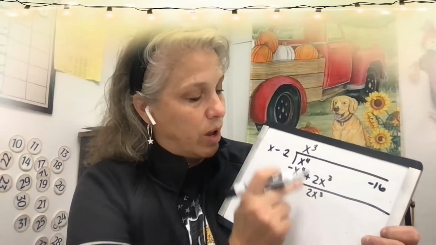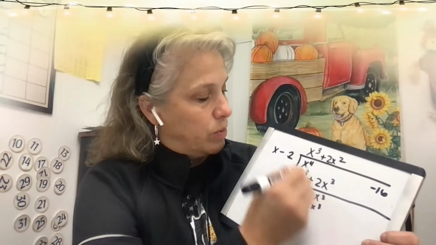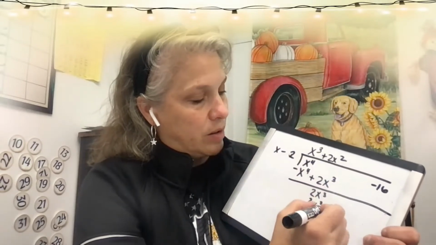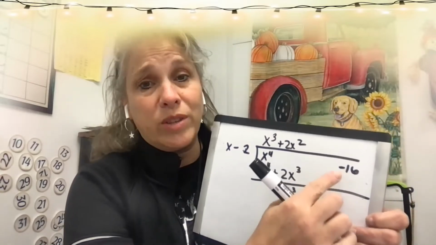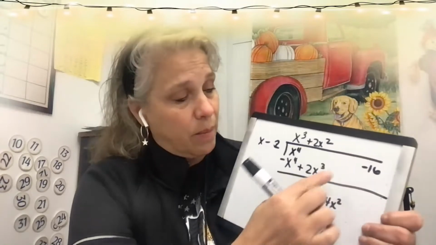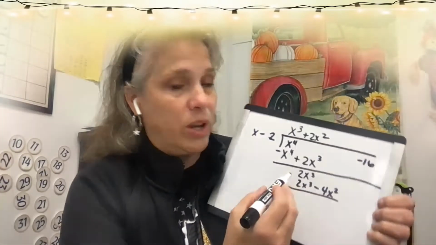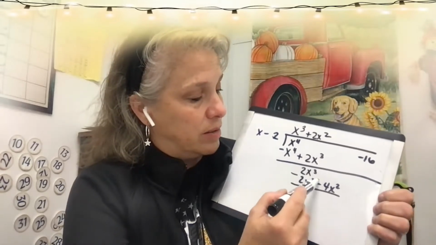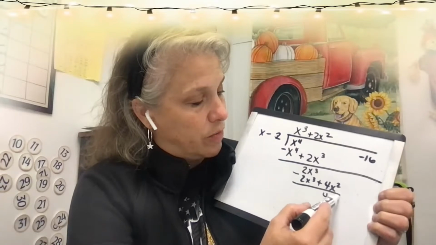Okay, so now I'm going to keep looking over here. What times x is 2x cubed? Plus 2x squared. So that's going to be 2x cubed minus 4x squared. As you can see, I have a whole number over here. So I'm still remembering that that's there, but I have nothing to subtract it from yet. So again, I'm going to change the signs. So this is going to be 0, and then I'm going to bring down a positive 4x squared.